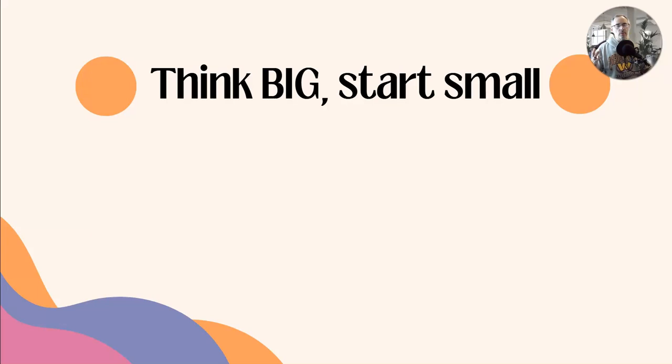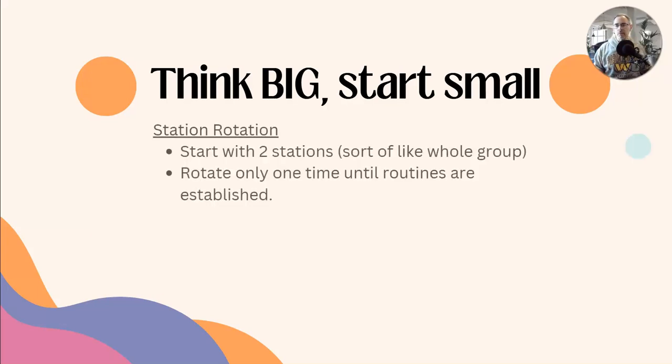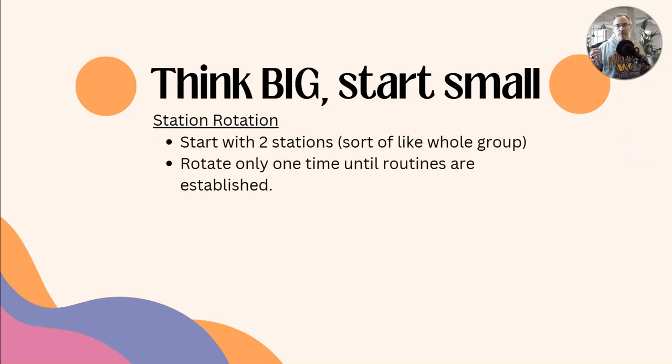So a couple things when we were talking about thinking big and starting small. For station rotation, start with two stations. It would be almost like a whole group rotation. So you're just having one station and then you rotate, and that gives opportunity to practice those routines about how to rotate, what the signal will be, and then the direction that you might want to rotate.